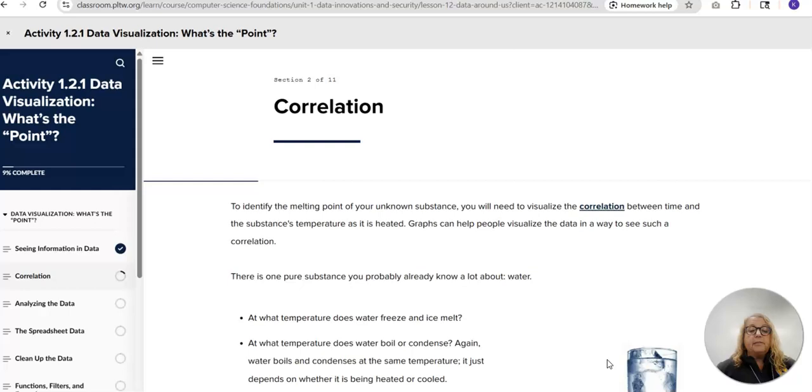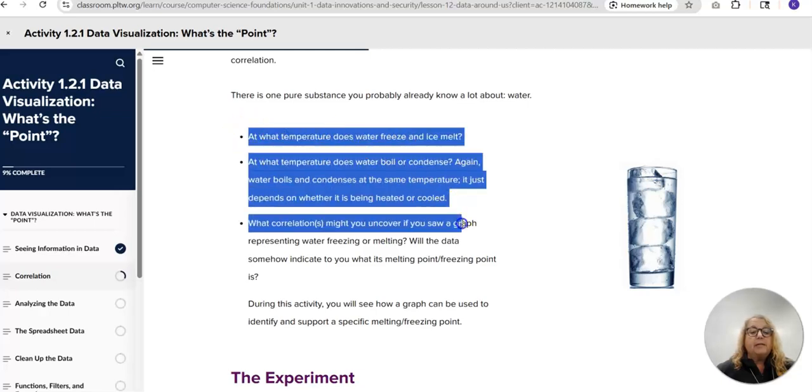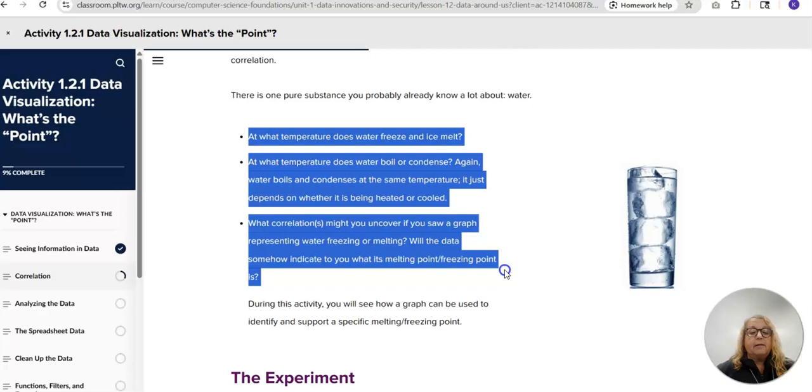There is one pure substance you probably already know a lot about. Water. We all drink that, use it in cooking, use it in washing our hands, just many, many ways. So we're talking about water. Here's some questions to answer in your notebook. I am just going to copy these, and I'm going to paste them over to my Word document.